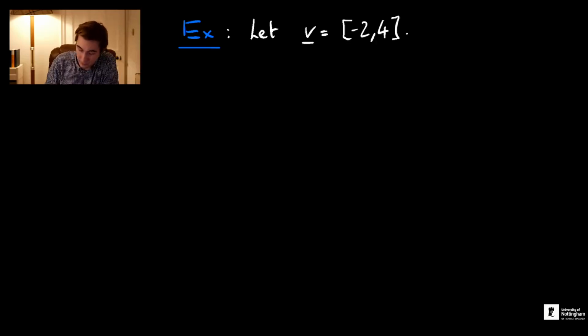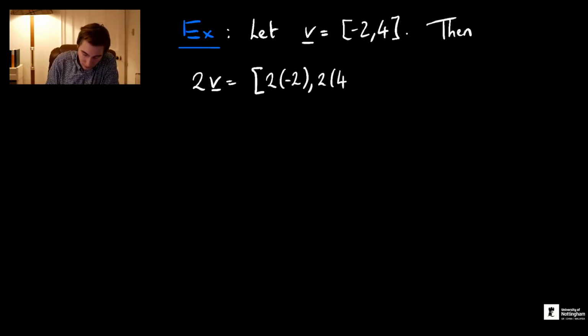So if we take, like we've got in the notes here, we're going to let v equal [-2, 4]. Then I've just written a couple of scalar multiples here. Then we can take 2 times v. Well, that's going to be the same as taking 2 times minus 2, 2 times 4, which is the same as [-4, 8].